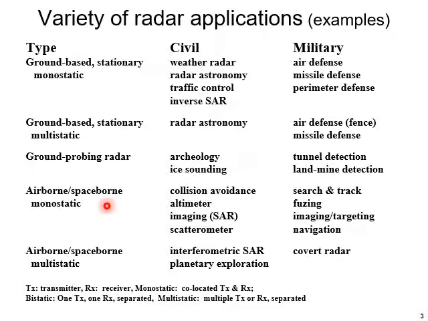Now, if the radar is placed in some flying object like an airborne or spaceborne system, and if the radar is monostatic in nature, then we have collision avoidance and altimeter. An altimeter is very essential for any sort of flying object. Then imaging radar, synthetic aperture radar, which produces the image of the target. Then scatterometer. For the military counterpart, we have search and track radar, imaging and targeting, navigation. These types of applications are there.